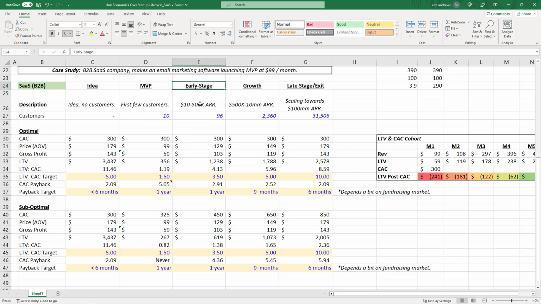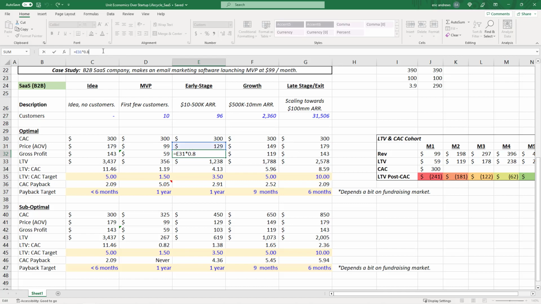So now let's say we're getting to the early stage. Now we're scaling. We have 96 customers, we're saying. The CAC has been stable. We're able to continue to acquire customers at the same CAC, but we've been able to increase the price from $99 to $129. And with that price increase, our gross profit margin has increased to 80%. In addition, in the first couple customers, they were only on for 6 months because our product wasn't perfect, but now customers are sticking around for 12 months.